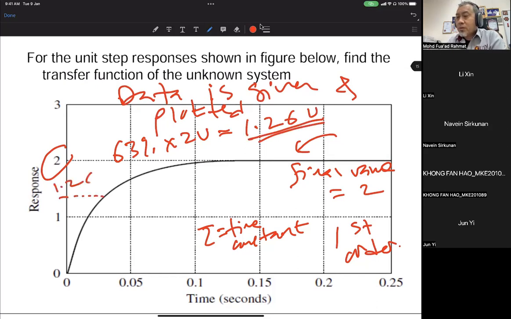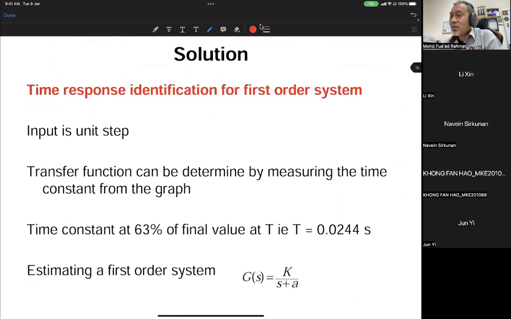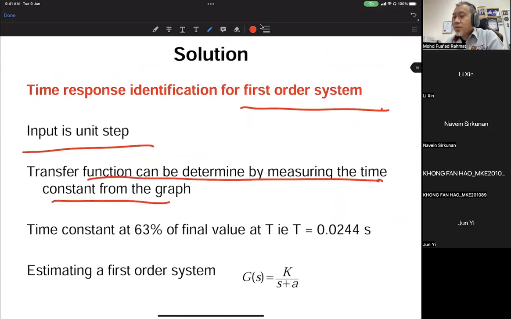And then it goes down here, so this is the time constant, which is about 0.03 maybe. So this is the first order system and the input is a unit step, so the transfer function can be determined by measuring the time constant from the graph. There is 63%, which is 0.0244 seconds. So this is tau, the time constant.